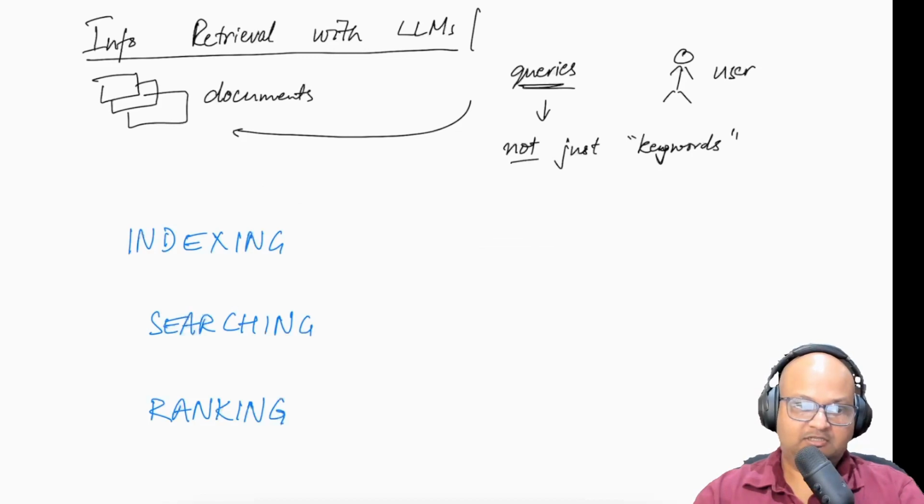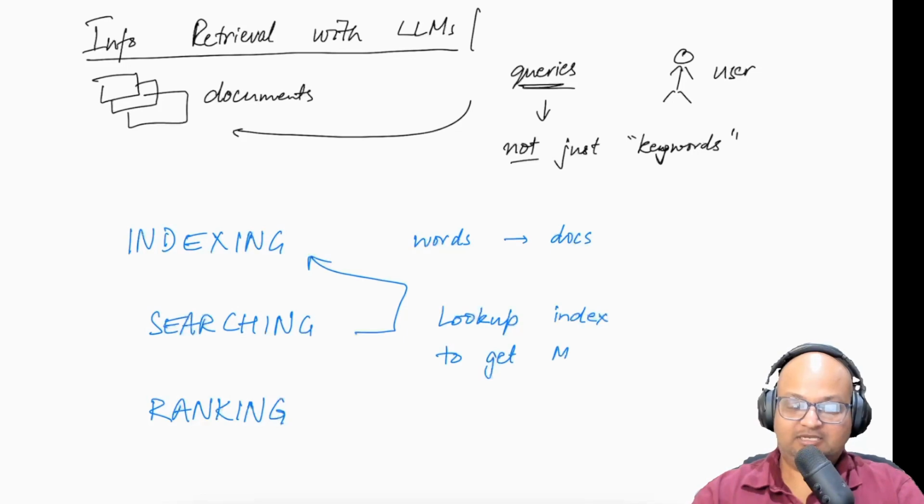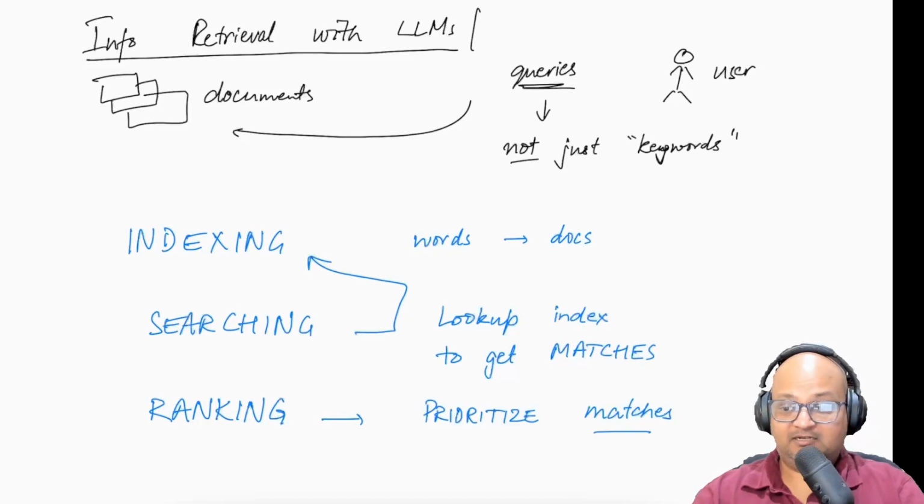So we saw that the entire information retrieval process has these three big components to it. You have indexing, searching, ranking. An index maps words to the documents in which they occur. Searching consists of looking up this index with your query to get matching documents. And finally, ranking gives you a prioritized list of these matches.